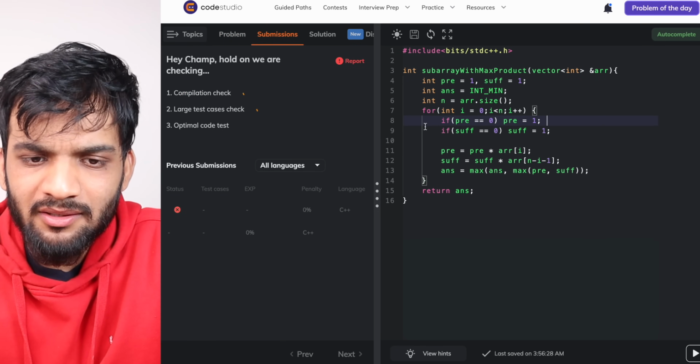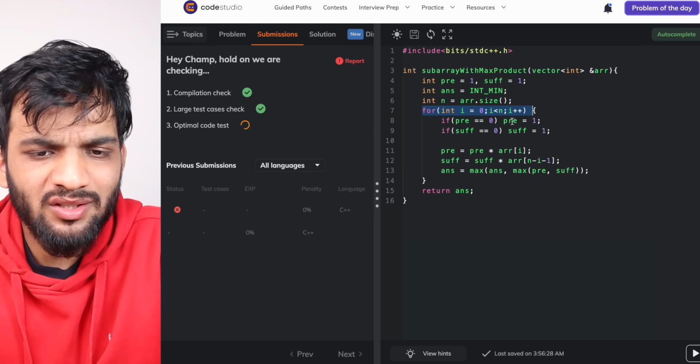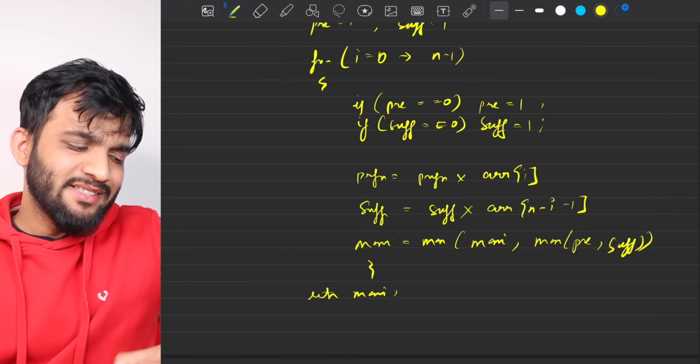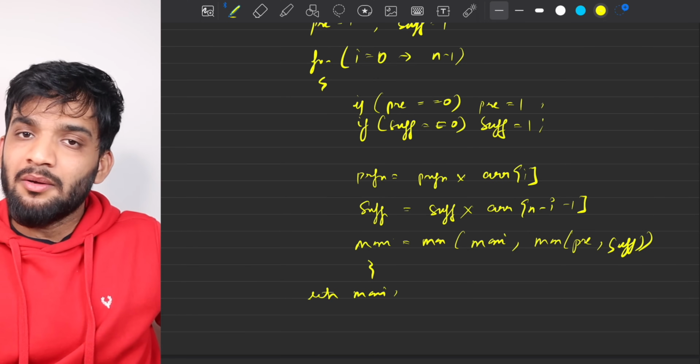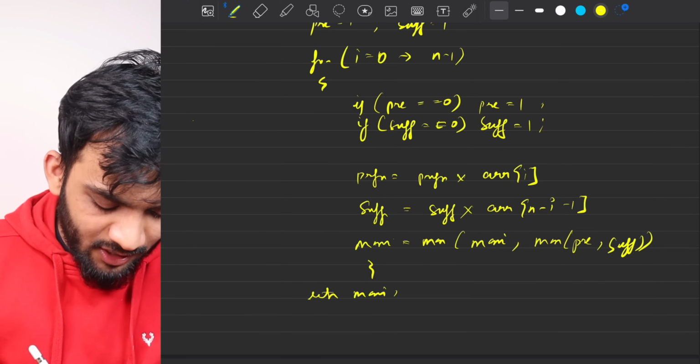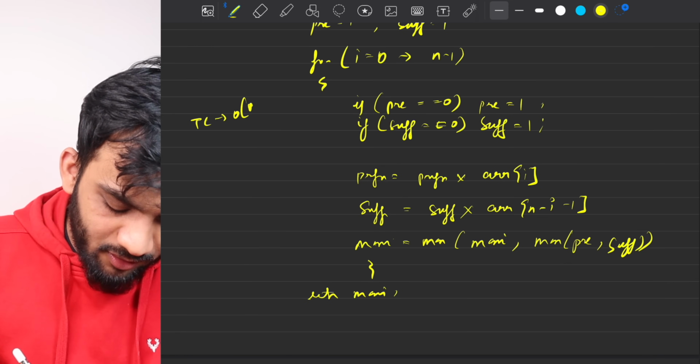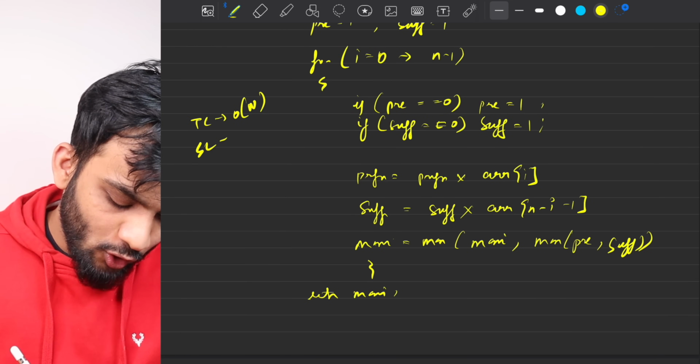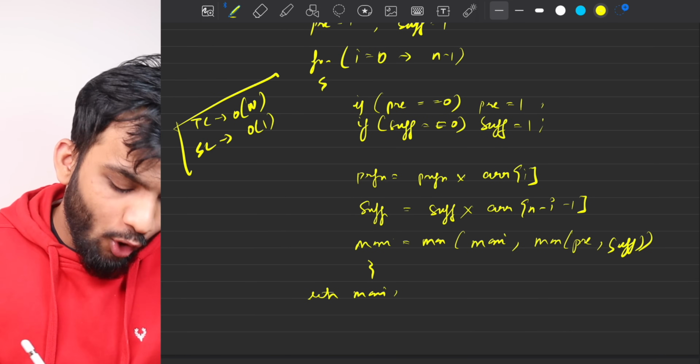What is the time complexity? I'm just doing a big O of n traversal and couple of operations. So can I say the time complexity is nothing but big O of n? Yes, which is much better than what we did in the previous one. What about the space complexity? It's a big O of 1.